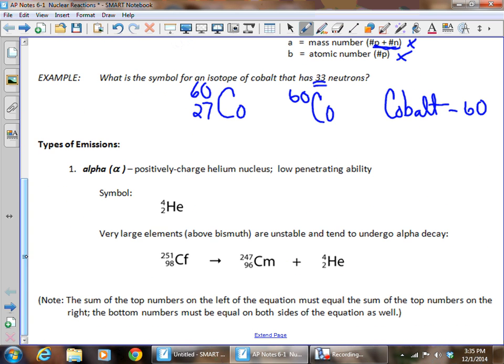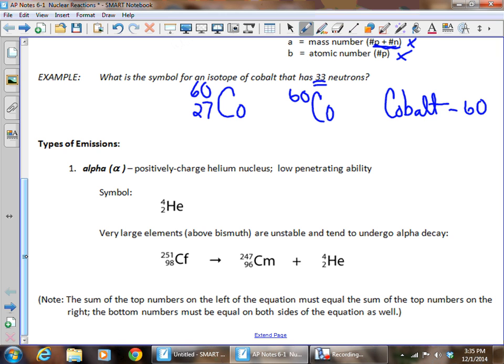Now, in Chem 1, we talked about three major types of emission. So the first three are going to be reviewed: alpha, beta, and gamma emission. But I want to go over them anyway because it's been a while. Alpha, which has that written symbol that looks more like a fish, stands for a positively charged helium nucleus. It's simply a helium nucleus with both of the electrons missing.